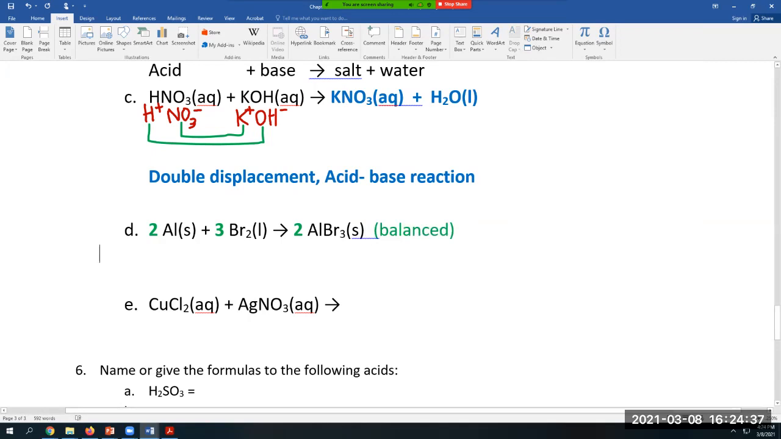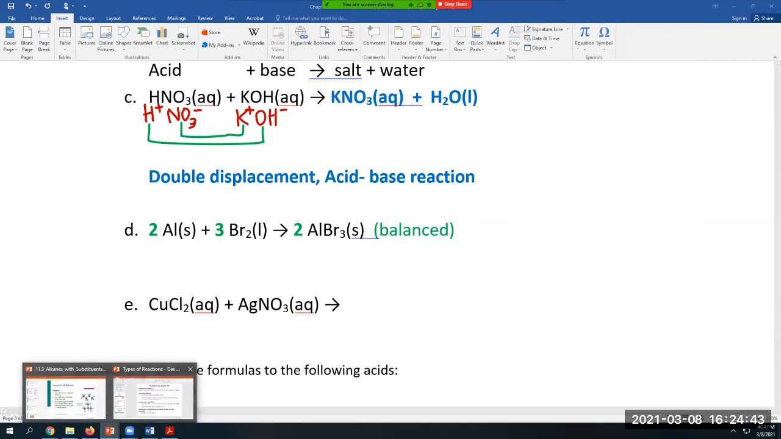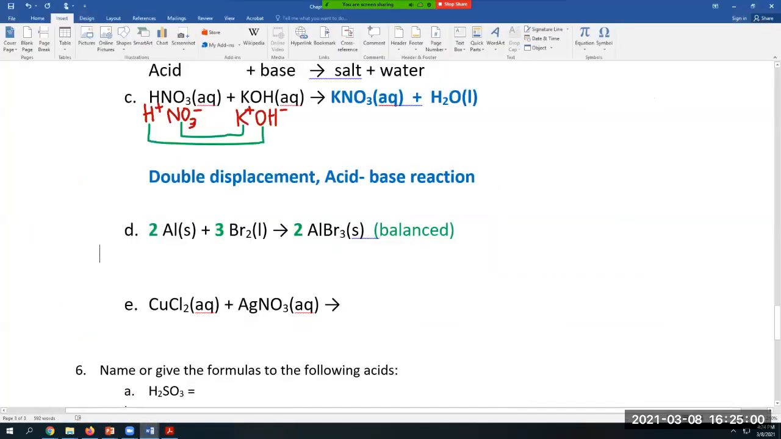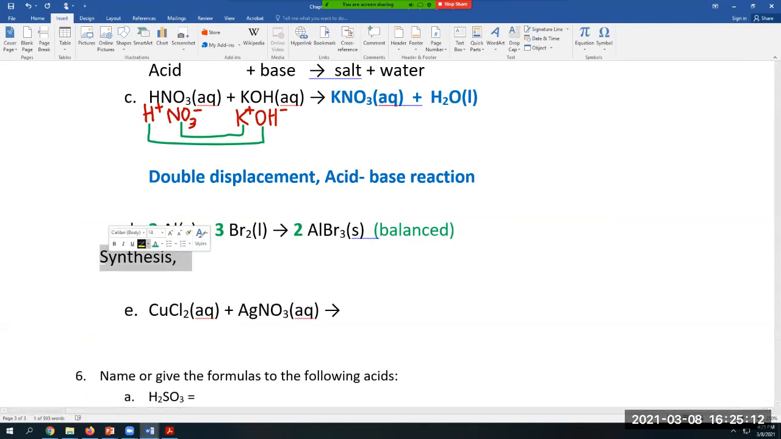So now we need to decide what kind of reaction we have. The first classification here we want to look at is this one. Do we have a synthesis, decomposition, single displacement, or double displacement? And I don't know if you noticed, but we had only one product. So that looks like a synthesis. So one product here only. So this is a synthesis, because we have one product. So that's this way of classifying.